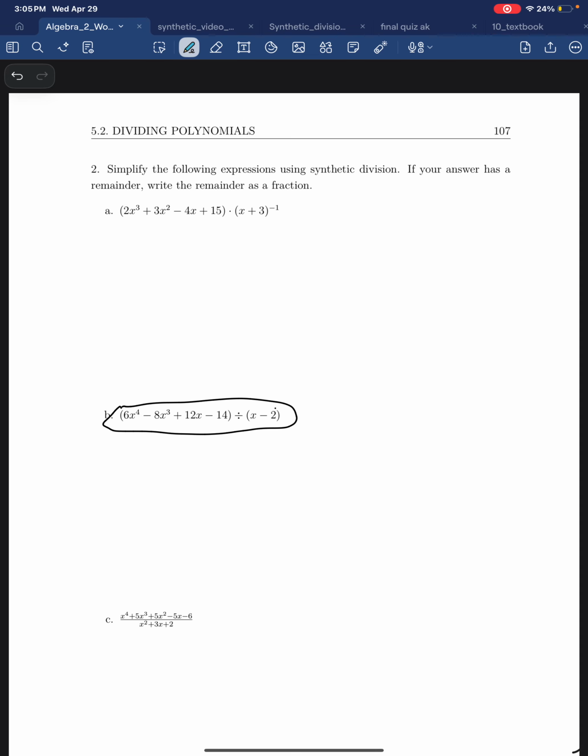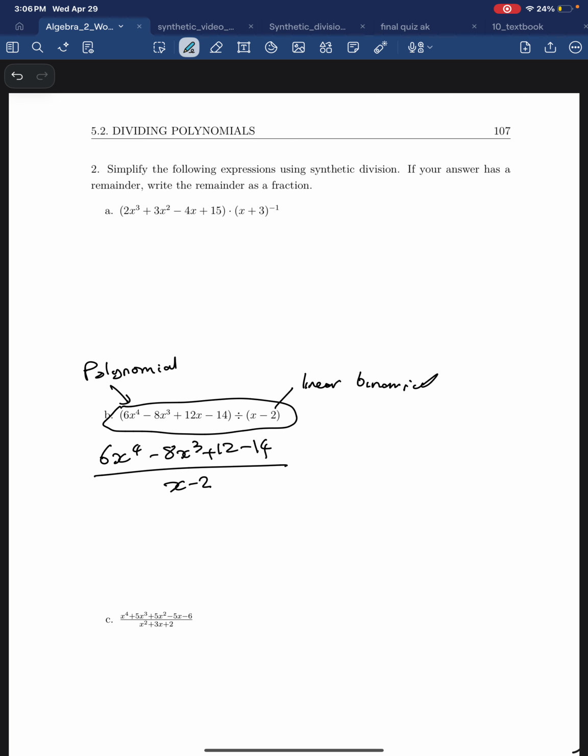I have a binomial here, a linear binomial, right? Linear just means the highest power of x is 1, and I have a polynomial there. So I know I can use synthetic division, right? Okay, so now to solve this problem, I can rewrite this statement as such over x minus 2, right?